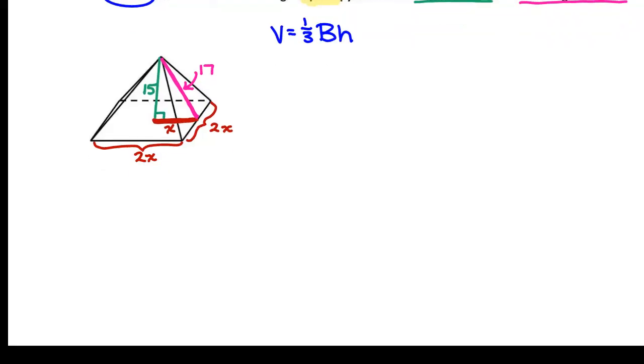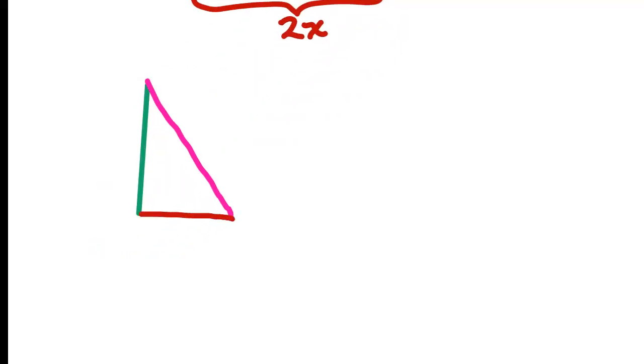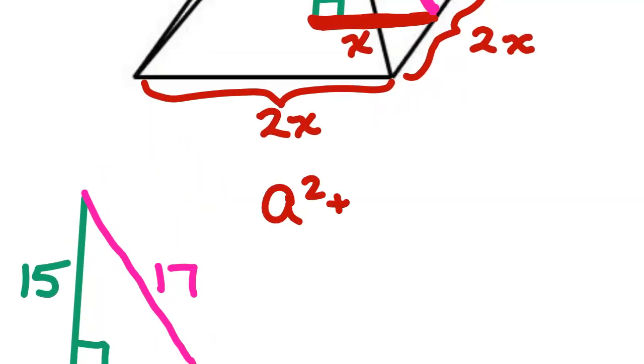So looking inside my pyramid at that triangle that we have drawn, it looks like this. I know this much is 15 here, and I know this is 17 here. Remember, the height makes a right angle where it hits the base. What could I use to find what we're calling x? Pythagorean theorem is absolutely correct. All right, so we have a squared plus b squared equals c squared.